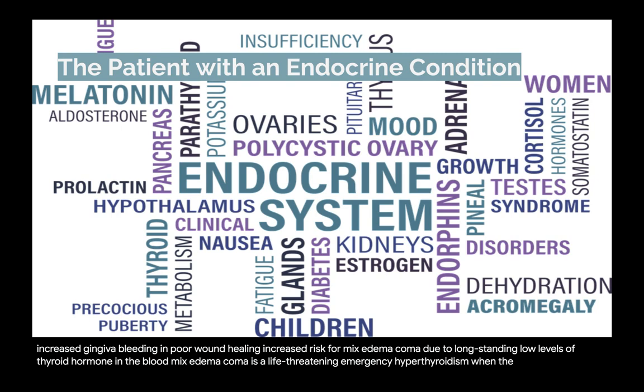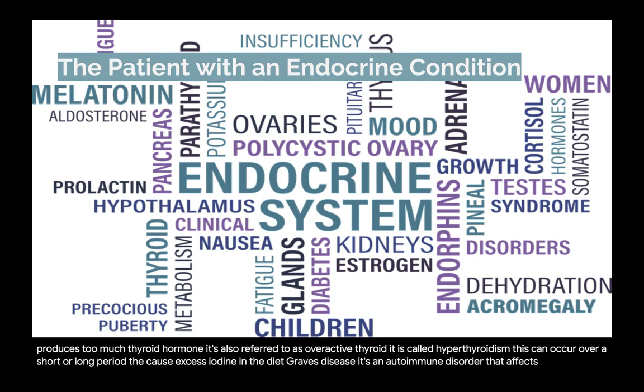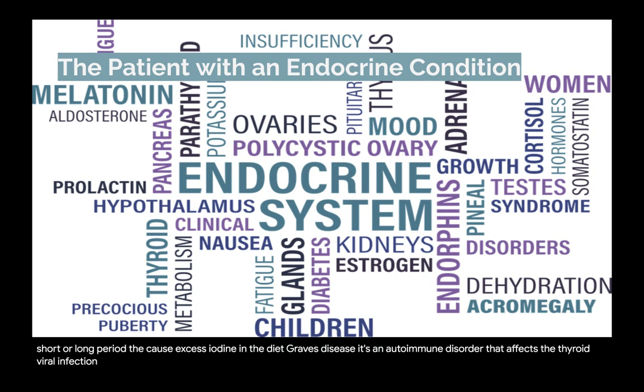Hyperthyroidism. When the thyroid gland produces too much thyroid hormone, it's also referred to as overactive thyroid. It is called hyperthyroidism. This can occur over a short or long period. The causes: excess iodine in the diet, Graves' disease, an autoimmune disorder that affects the thyroid, viral infection, and taking too much thyroid hormone medication. The characteristics and oral manifestations are listed here.